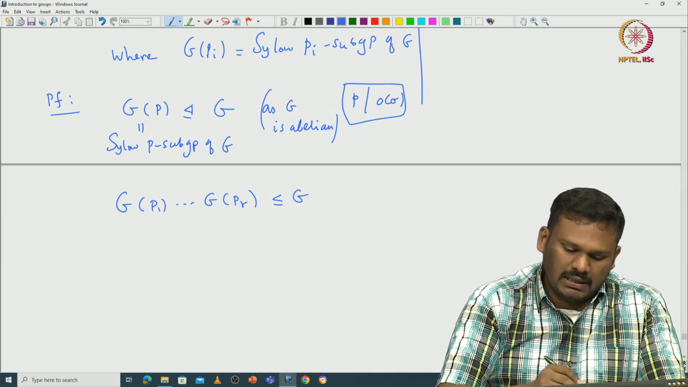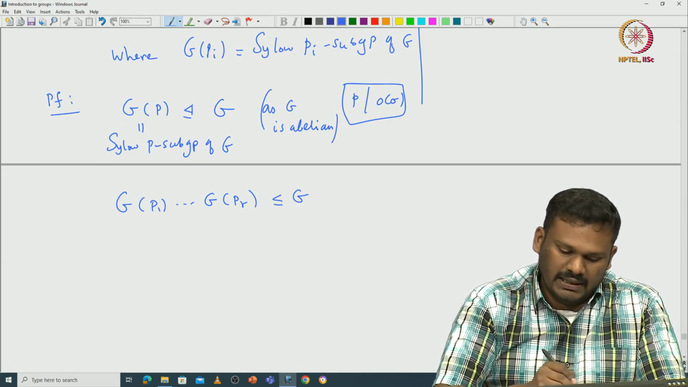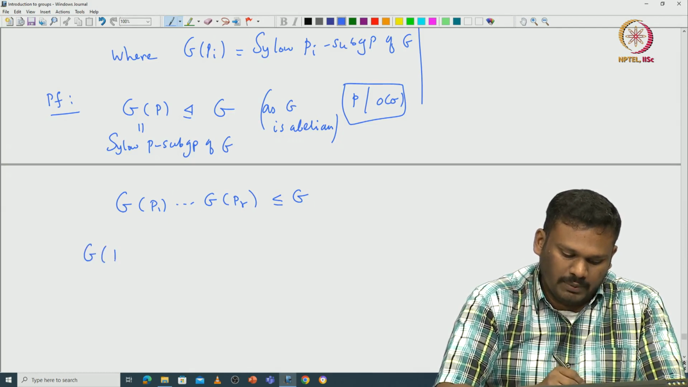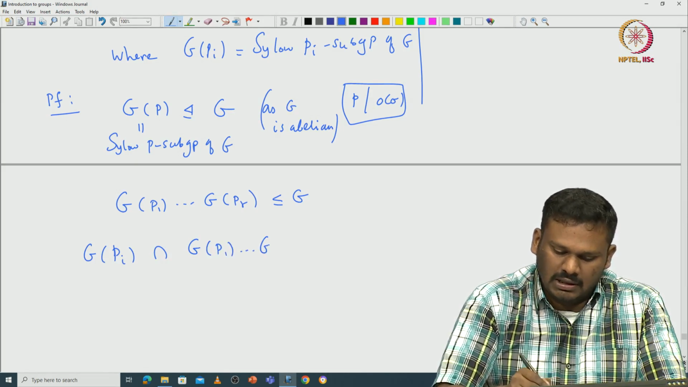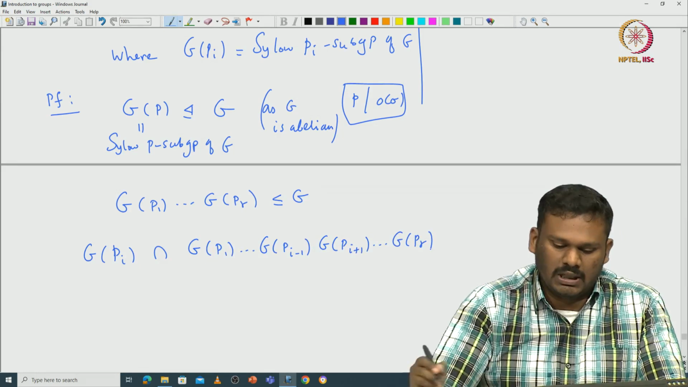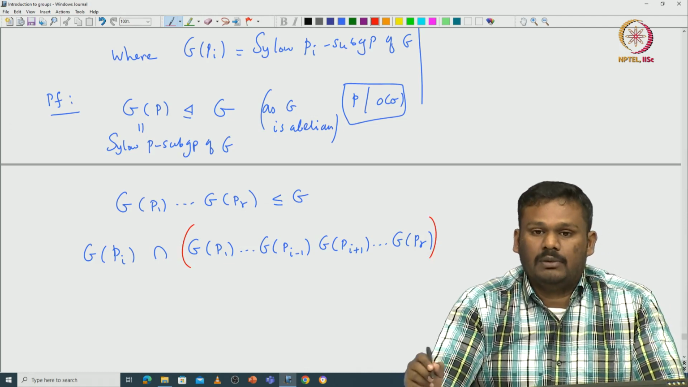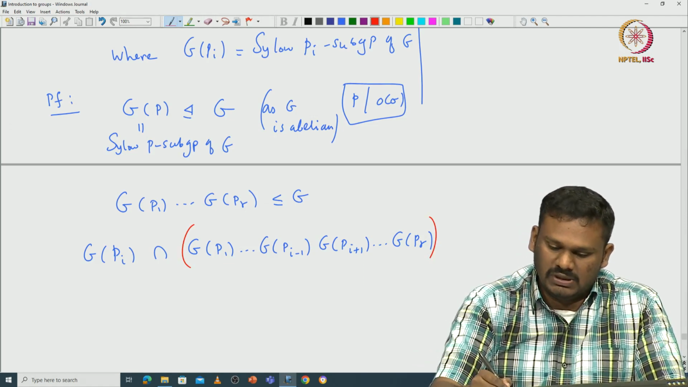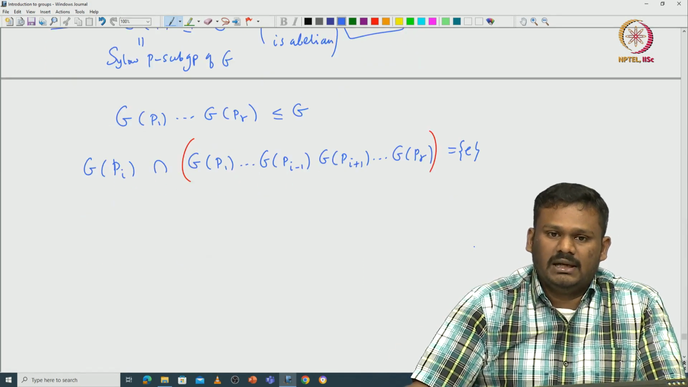But now if you take these r different subgroups, look at the intersection between them. You take one particular G of Pi and then intersect with all other possible products: G of P1 etcetera, G of P(i minus 1), G of P(i plus 1) etcetera, G of Pr. You take one particular group and intersect with the remaining products, then it is easy to see that this is indeed trivial.